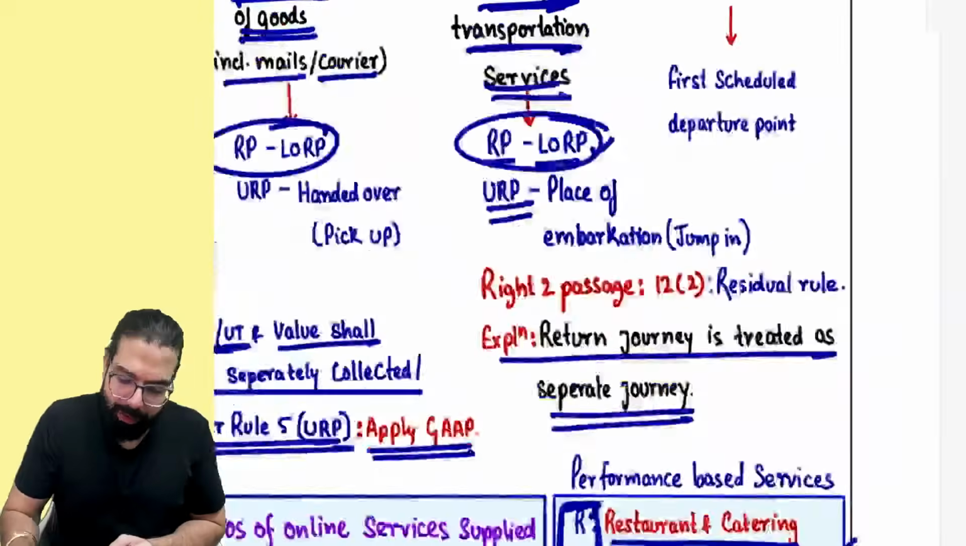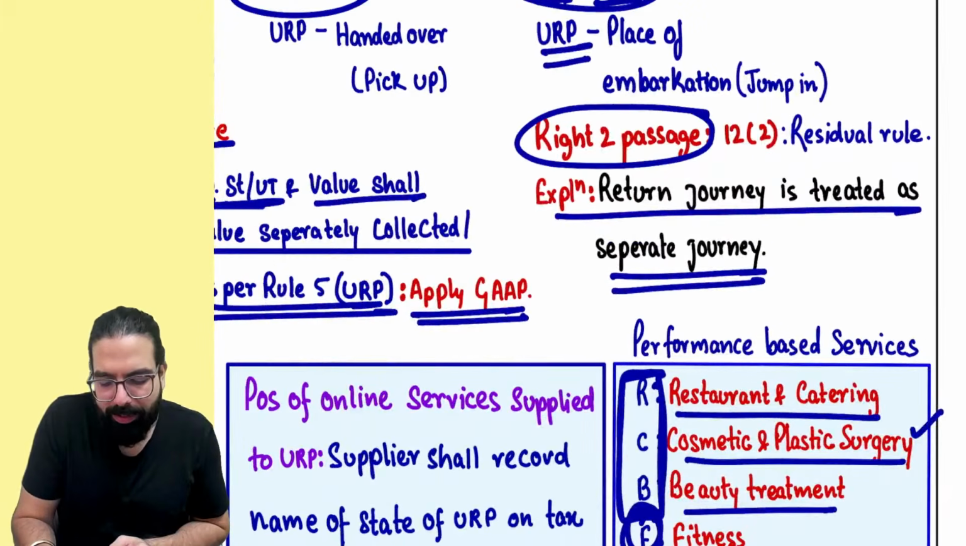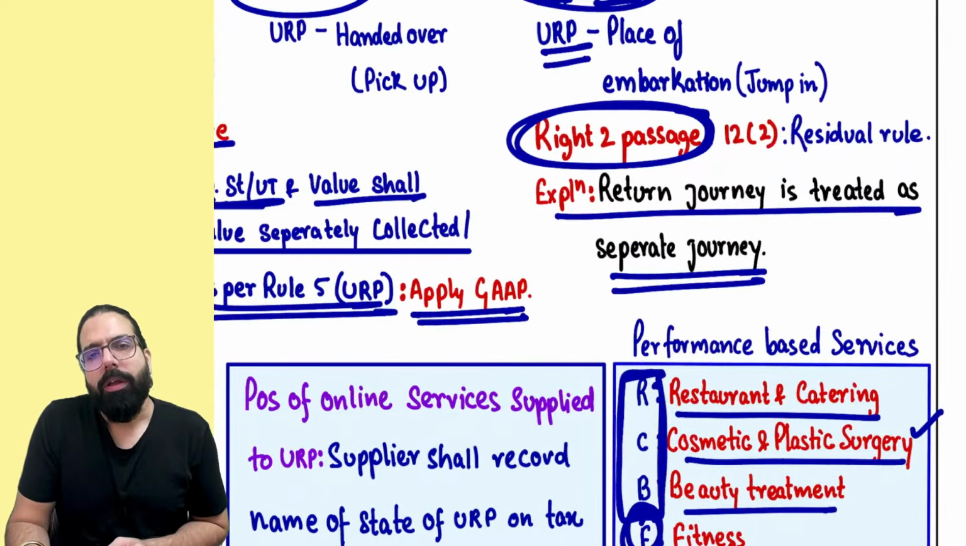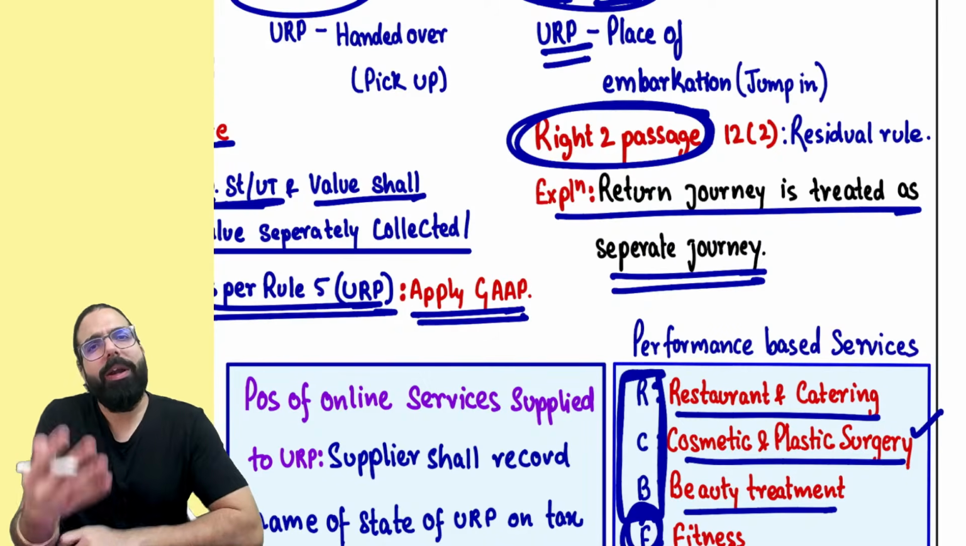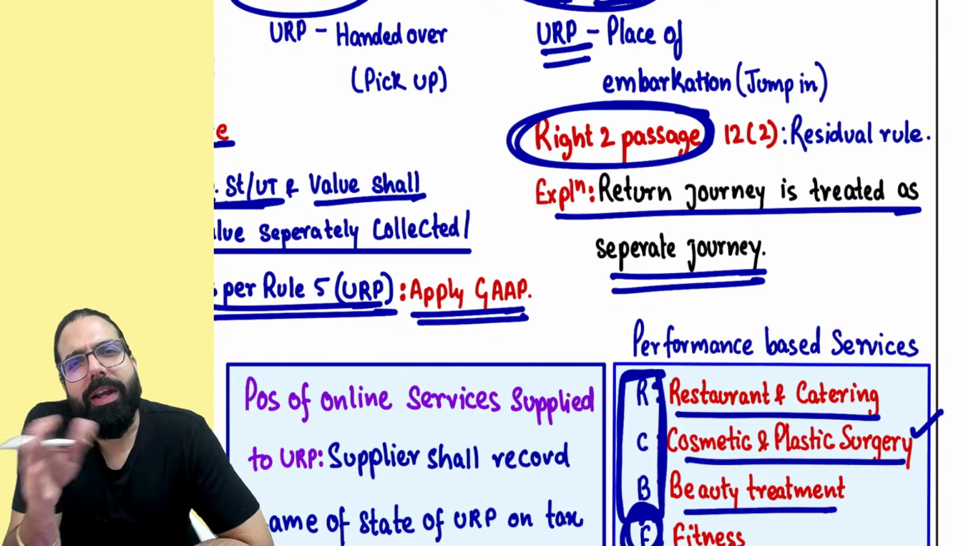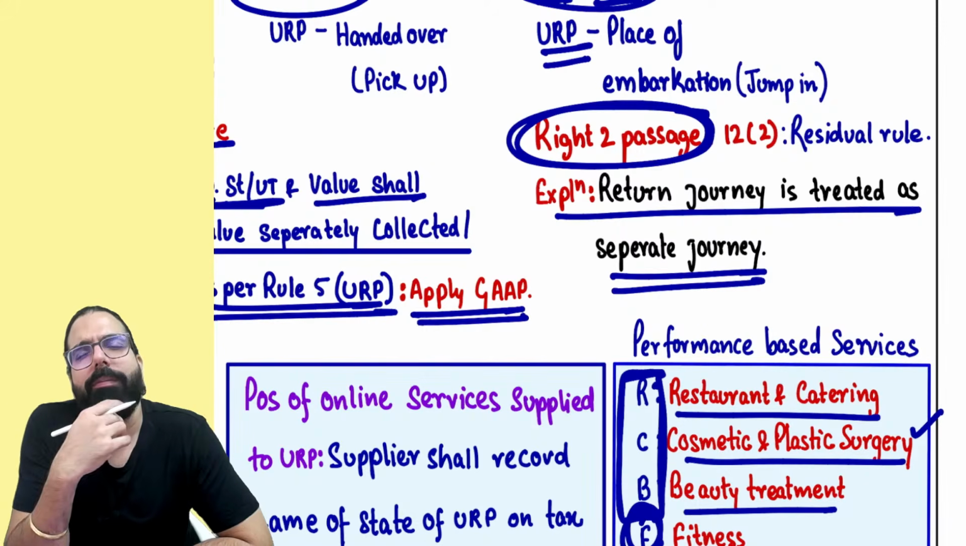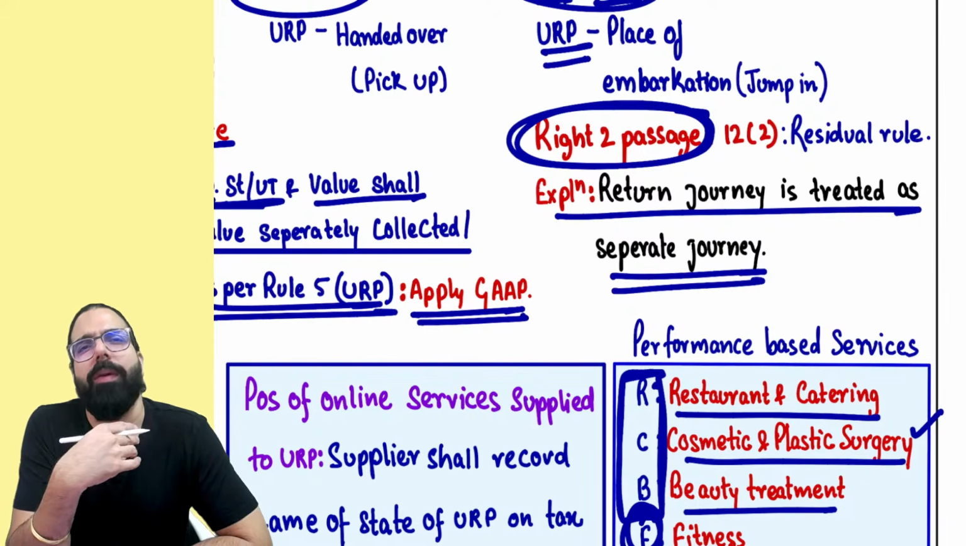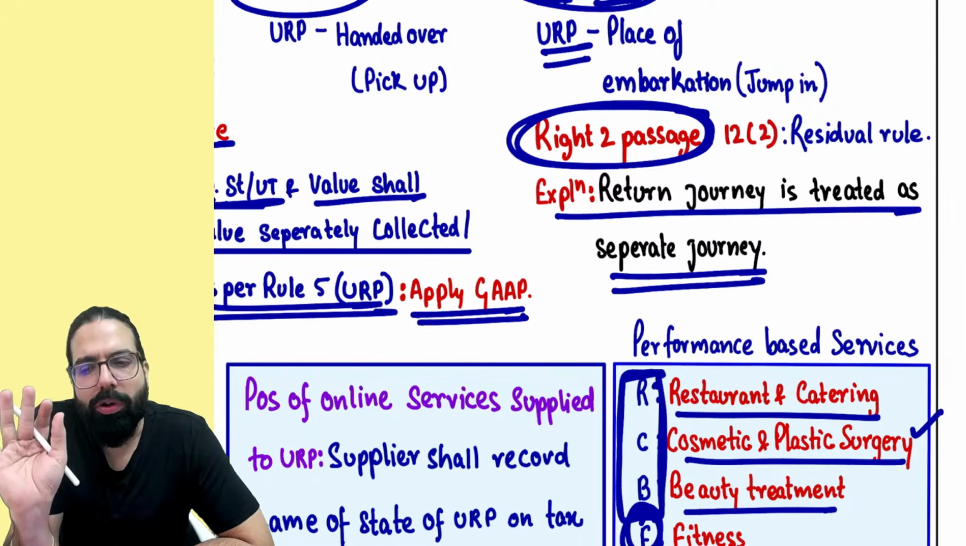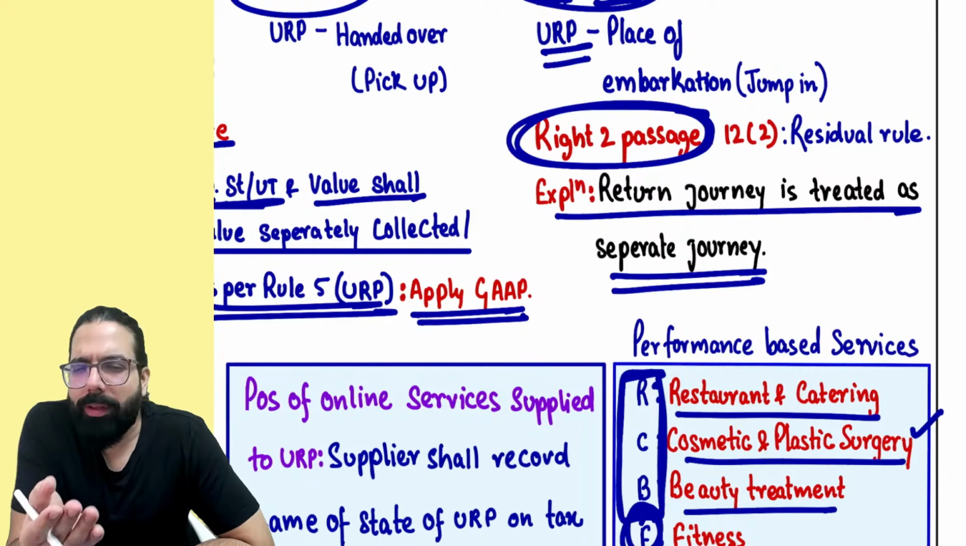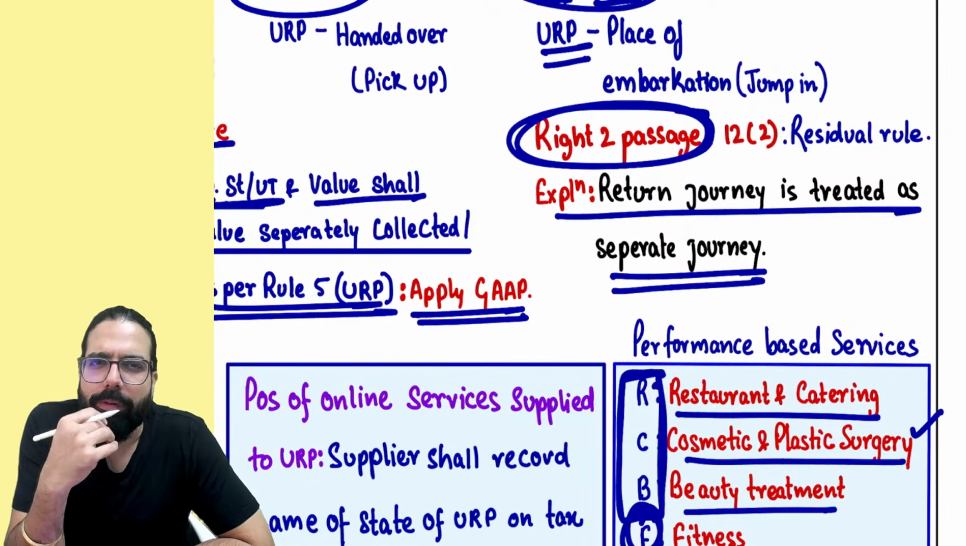Always remember one thing. Here one small point is told: right to passage. Right to passage means, you know, a metro card. You can get inside the metro anytime, get out of the metro anytime. Like that, right to passage is given. If right to passage is being issued, for example, a metro card given to you, the metro has issued you a metro card. What is the place of supply?